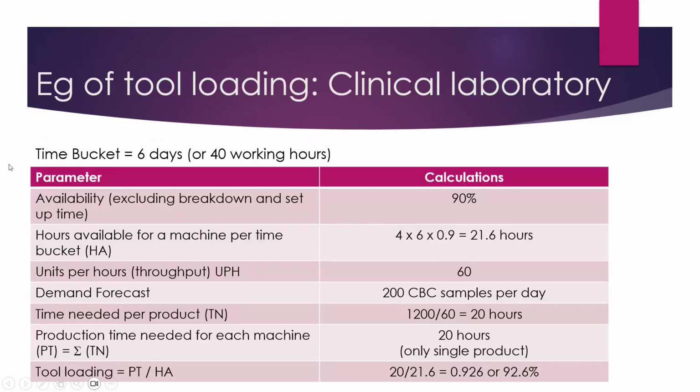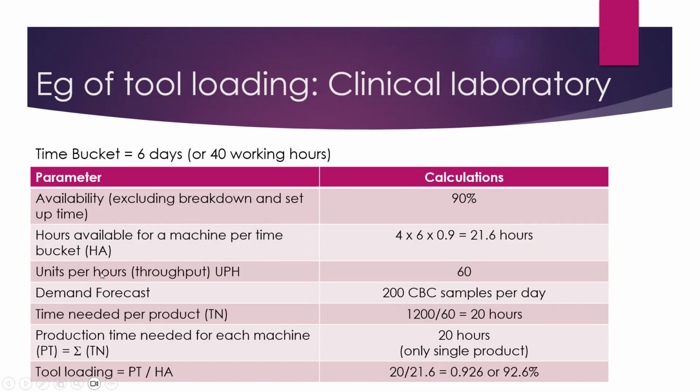So this is an example of calculations for tool loading in the case of a clinical laboratory. We have a time bucket here of 6 days, that is a week, with 6 working days in a week or 40 working hours. Availability excluding breakdown and setup time is 90%. Hours availability is equal to 4 hours per day multiplied by 6 days multiplied by the availability, which is 90%. So we have 21.6 hours in a time bucket of 6 days. This is the hours availability of the machine.